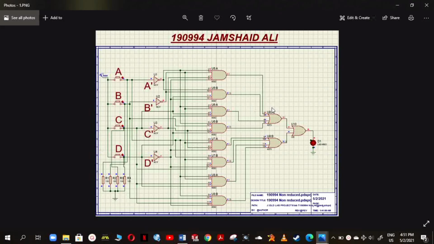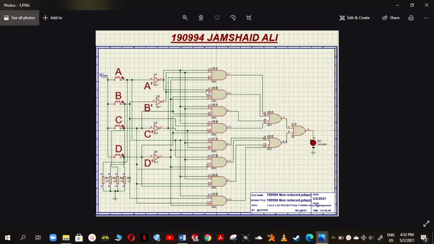And now I added all the terms with the help of OR gates having 4 inputs. Because we have 8 AND gates, I got 2 OR gates having 4 inputs and then 1 OR gate having 2 inputs, and the outputs of these 2 OR gates act as the inputs of this OR gate. Then here I connected an LED and grounded it to show whether our circuit is correct or not.